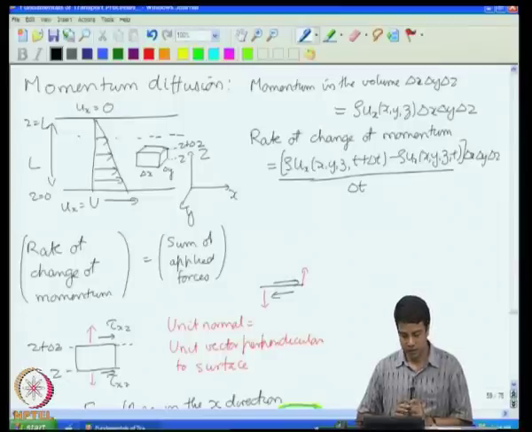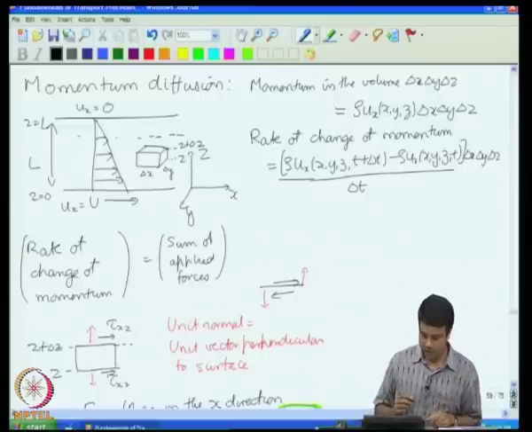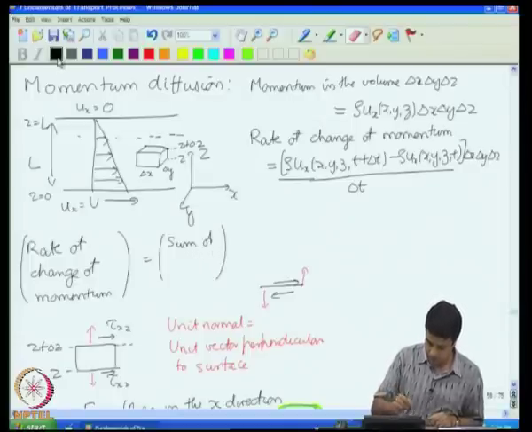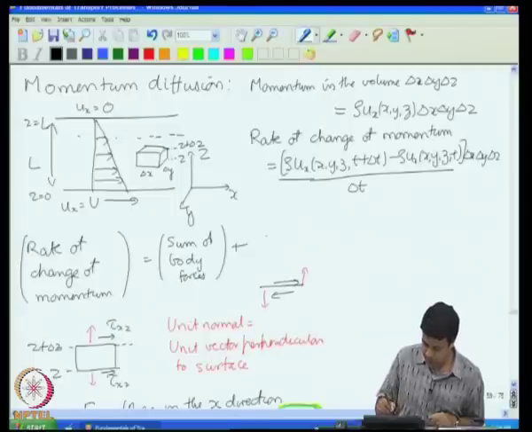The force applied is equal to the stress times the surface area, or the pressure times the surface area. So, the sum of applied forces, I can divide into two parts. One is the sum of applied body forces plus the sum of surface forces.